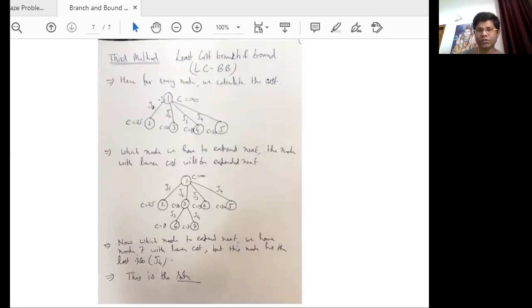Since we are starting from the initial node, and initially we have 4 jobs, job J1, job J2, job J3 and job J4, and since in the least cost method we have to know the cost of each node, we are just putting the cost of each node. Initially we assume the cost to be infinity, and for jobs J1, J2, J3, J4, I have given certain values. For job J1, the cost value is 25. For node J2, the cost value is 12. For node J3, the cost value is 19, and for node J4, the cost value is 30.